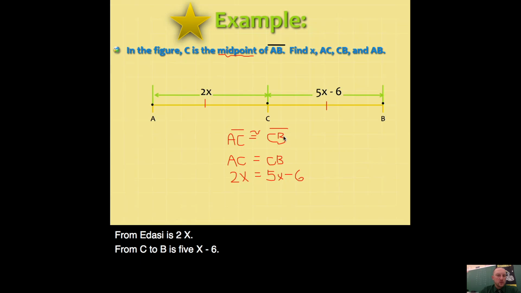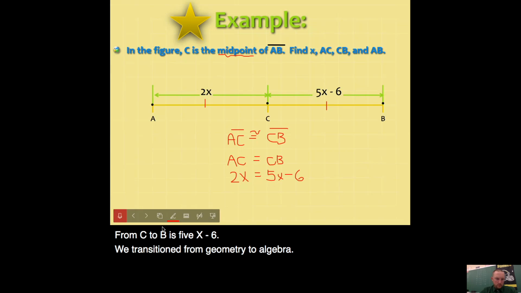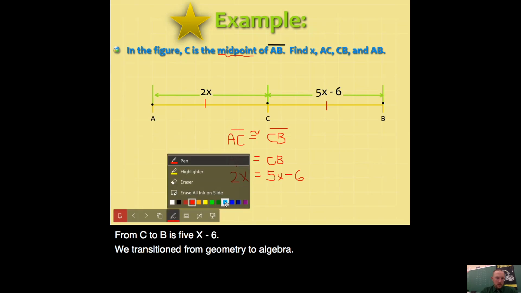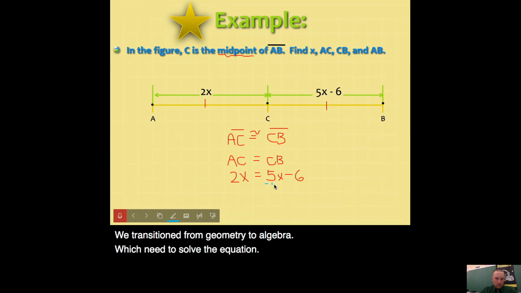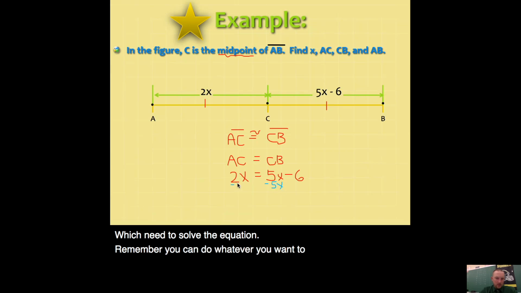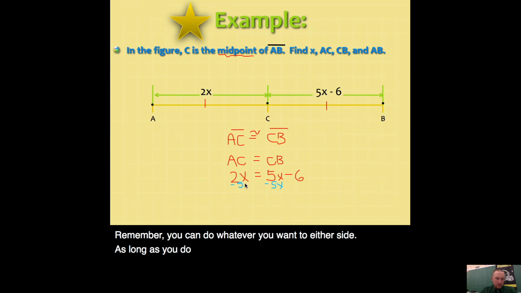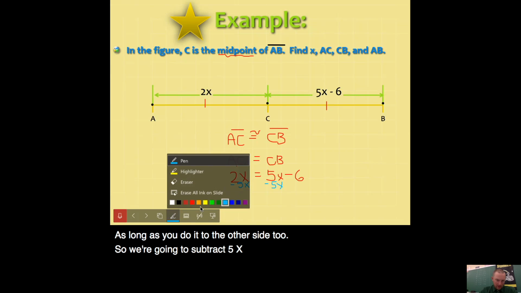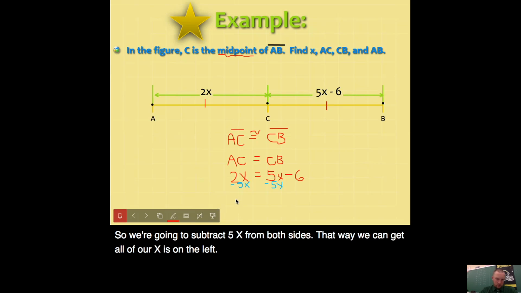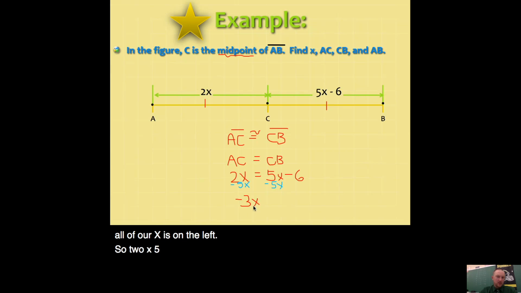We transitioned from geometry to algebra. We just need to solve the equation. Remember, you can do whatever you want to either side, as long as you do it to the other side too. So we're going to subtract 5x from both sides. That way we can get all of our x's on the left. So 2x minus 5x gives you a negative 3x. We're left with a negative 6 on the right side.